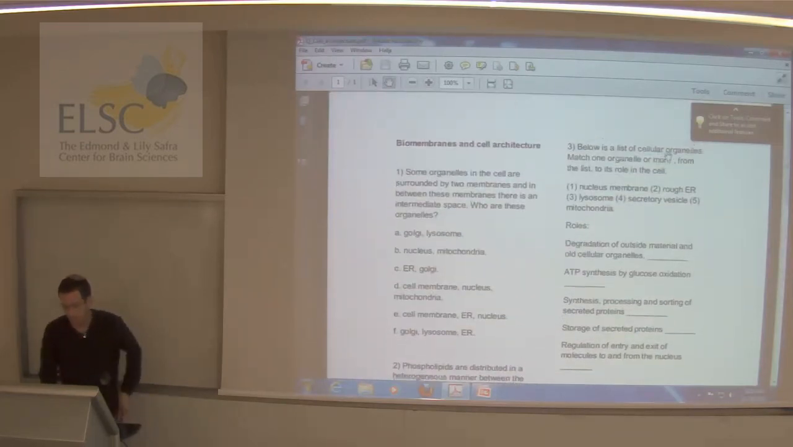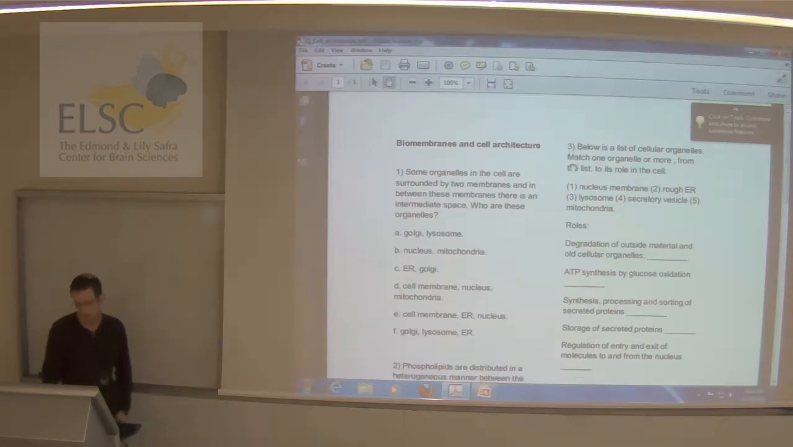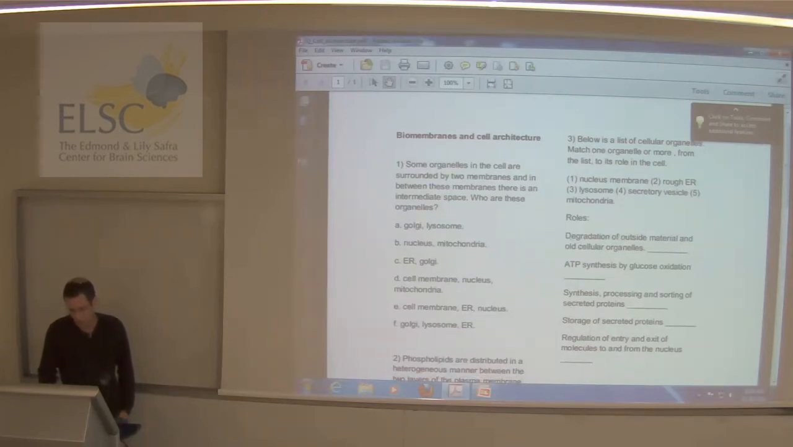3. Below is a list of cellular organelles. Match one organelle or more from the list to its role in the cell. This is just following what we had in the last presentation. Well, let's start here. Degradation of outside material and all cellular organelles is performed where? In lysosomes, correct. ATP synthesis by glucose oxidation. Mitochondria is the one that performs ATP synthesis and production.